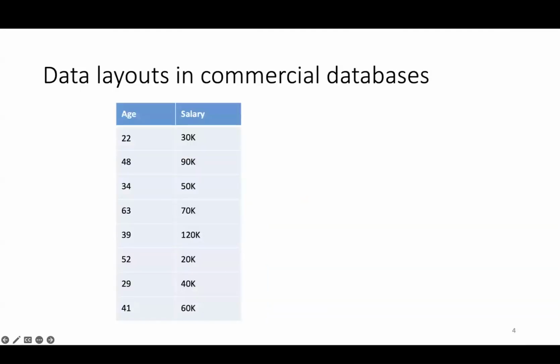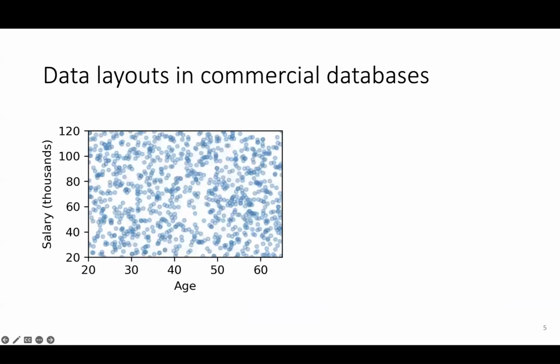Let's imagine that in your database, you have this table with two columns, age and salary. Now, for illustrative purposes, we're going to visualize the rows of this table as points in multidimensional space. So here, the x-axis represents age, the y-axis represents salary, and every point represents a record in the original table.